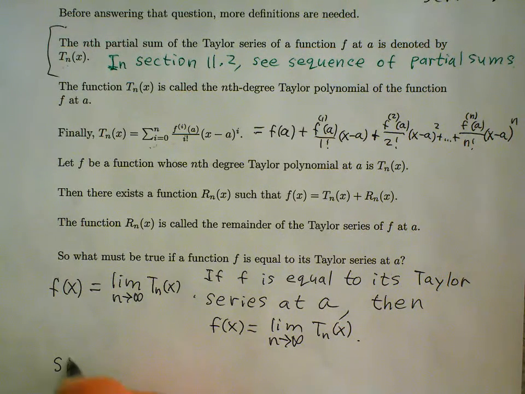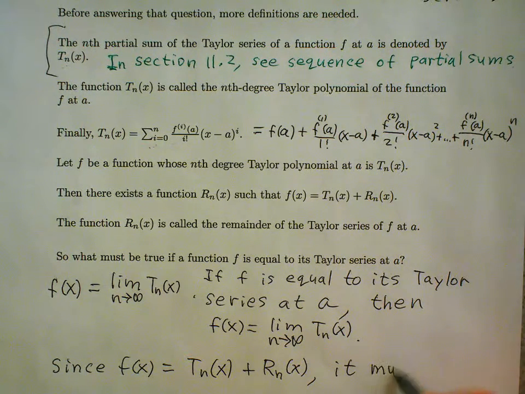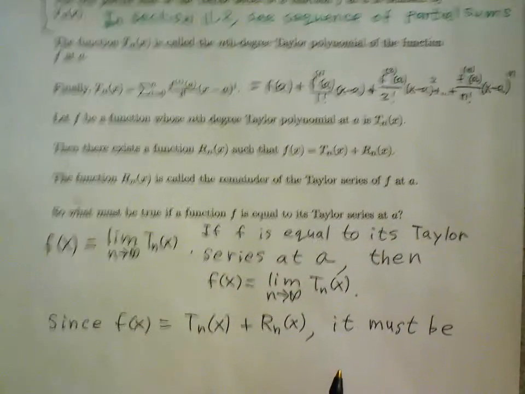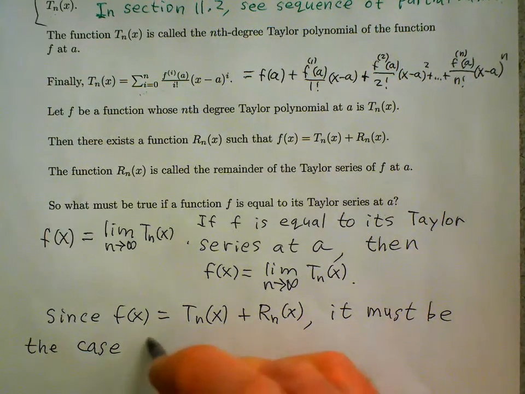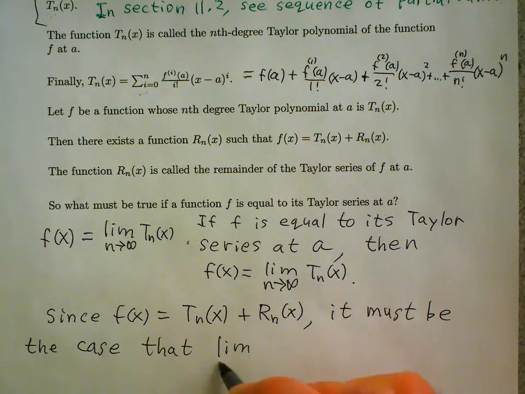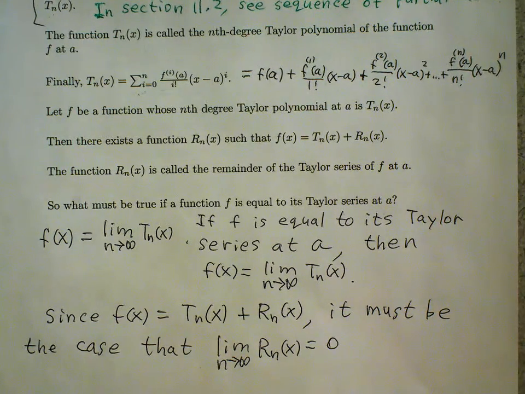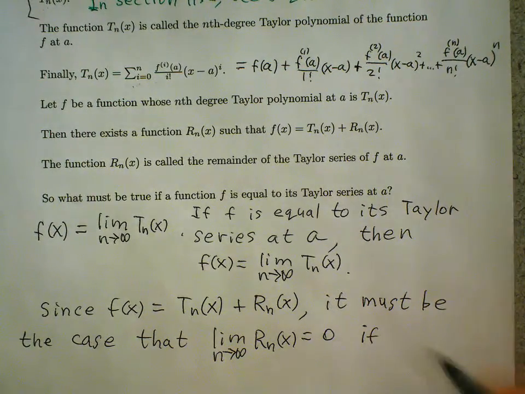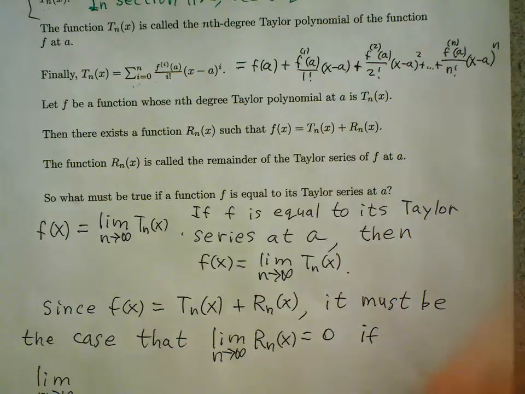Well, since f of x equals the nth degree Taylor polynomial, t sub n of x, plus the remainder R sub n of x, it must be the case that the limit of the remainder is equal to 0, if the limit of the nth degree Taylor polynomials equals f of x.